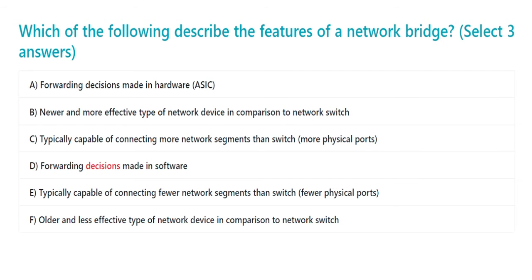D. Forwarding decisions made in software. E. Typically capable of connecting fewer network segments than switch, fewer physical ports. F. Older and less effective type of network device in comparison to network switch.